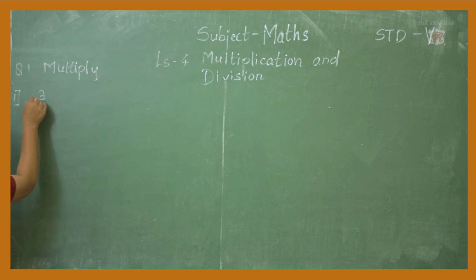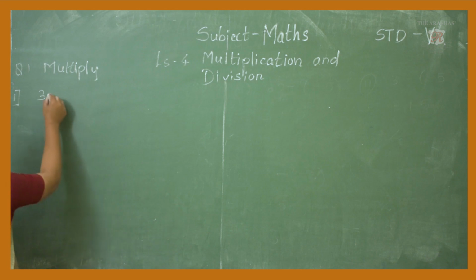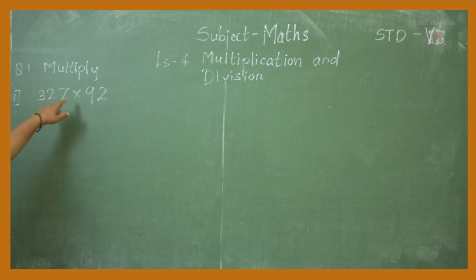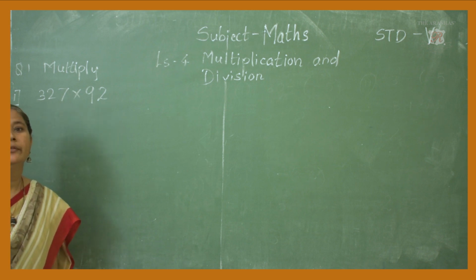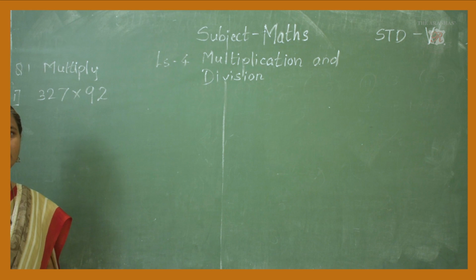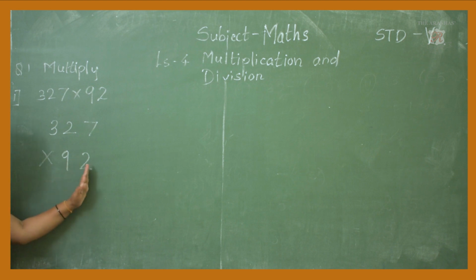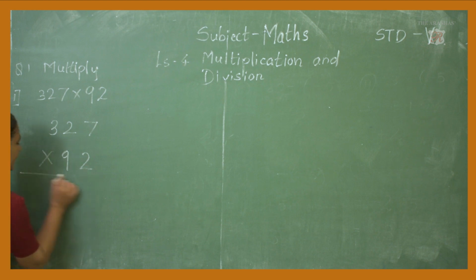The first sum is what? 327 into 92. The multiplication of 3-digit by 2-digit. Okay, when we have to do the multiplication, we have to write it in vertical manner first. 327 into 92. When we have to do the multiplication, we have to start with the unit place. Now see here.